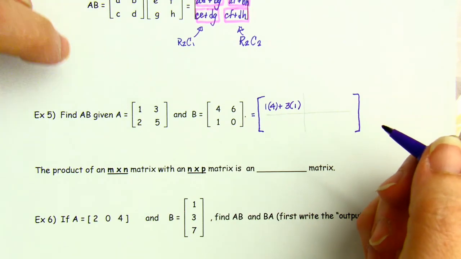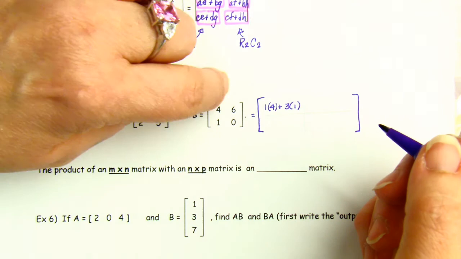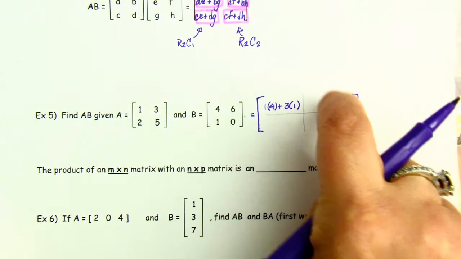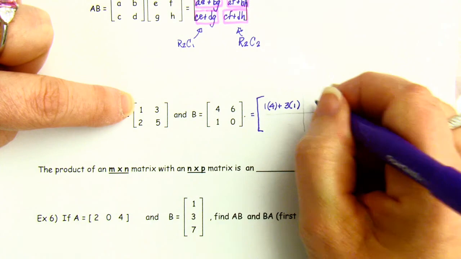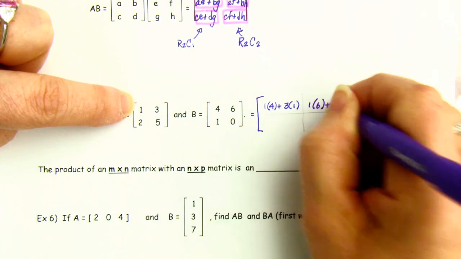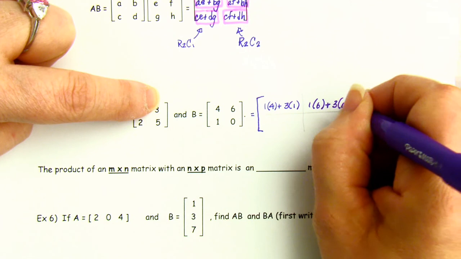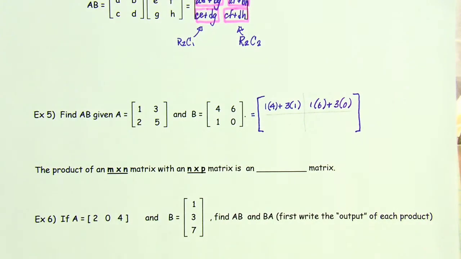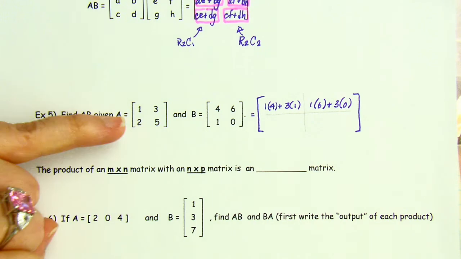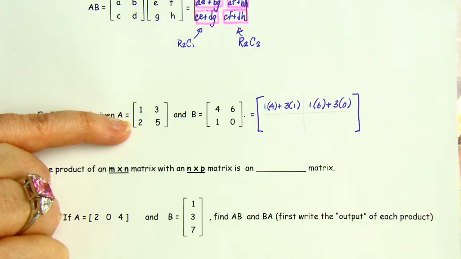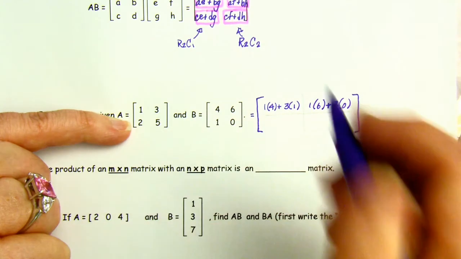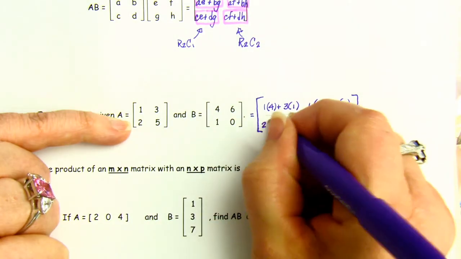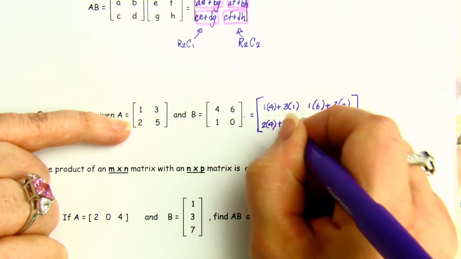Now I'm going to do row 1 with column 2, right? Because this is in row 1, column 2. So row 1 multiplied with 6 plus 3 with 0. Right? You go across the row and you go down the column when you're multiplying. This here is row 2 with column 1. That's going to go here. 2 with 4, 5 with 1.